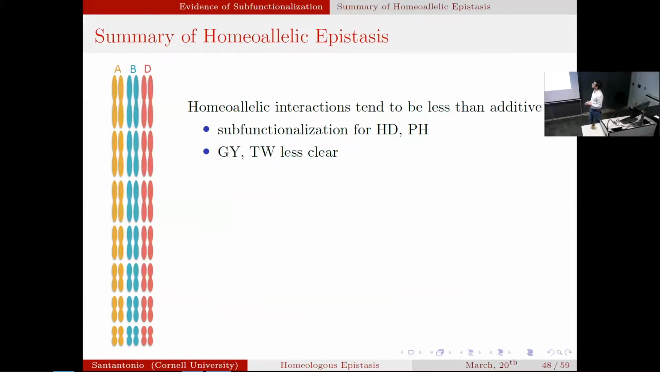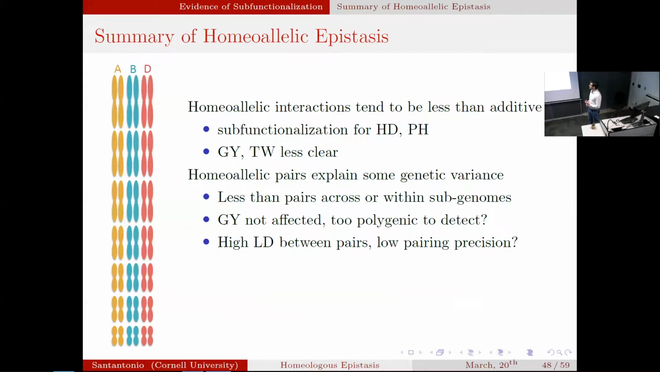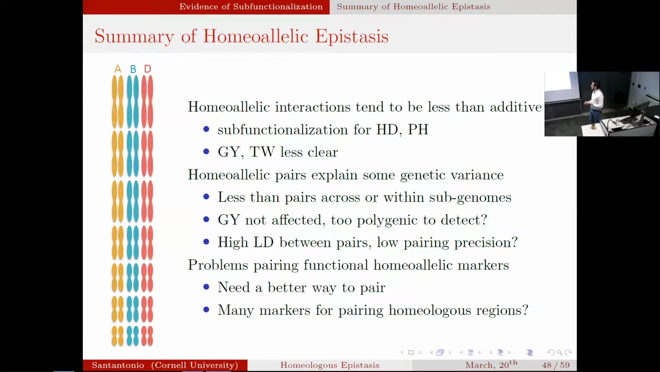Okay, so we do see these interactions tend to be less than additive for some traits. That appears pretty clear. Homoallelic pairs explain some of this increase in genetic predictability, but not more so than random pairs. And this may be due to LD or low pairing precision. So we need a better way to pair markers.